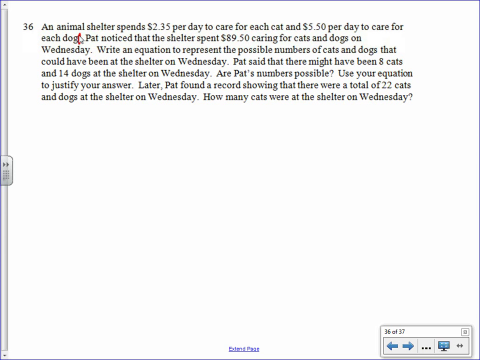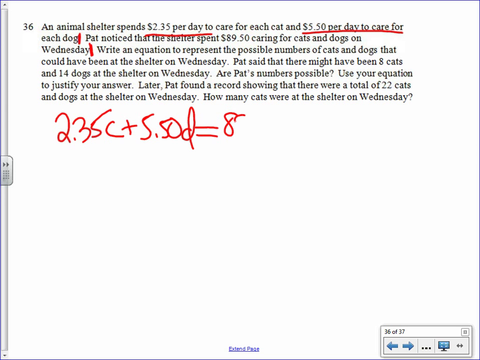An animal shelter spends $2.35 per day to care for each cat and $5.50 per day to care for each dog. Per goes in front of the variable. 2.35C plus 5.50D for the dogs. Pat noticed that the shelter spent $89.50 caring for cats and dogs on Wednesday. So this together must equal $89.50. I got an equation. Write an equation to represent the possible numbers of cats and dogs that could have been at the shelter on Wednesday.